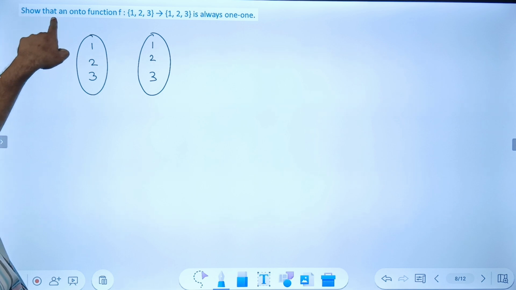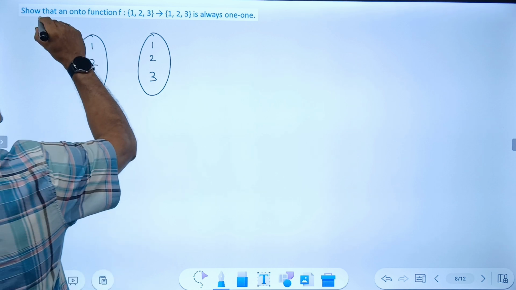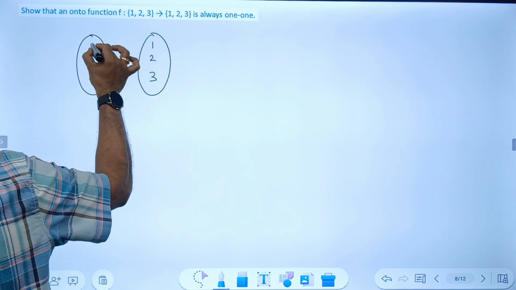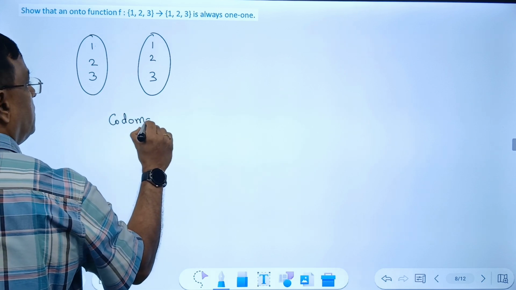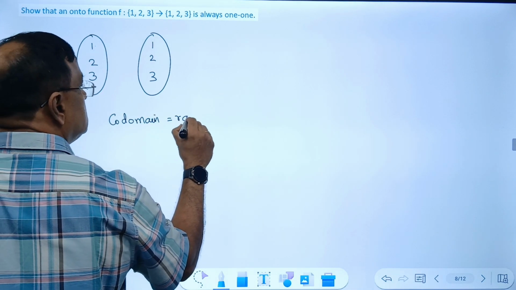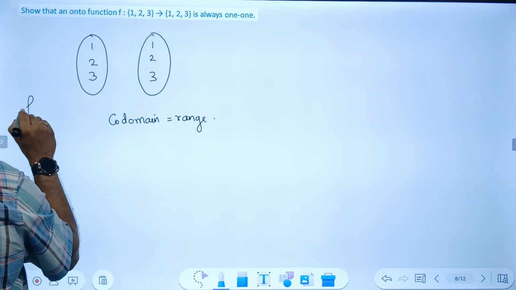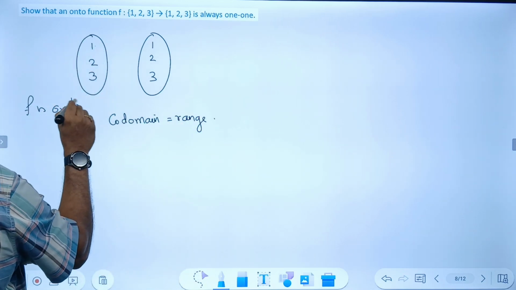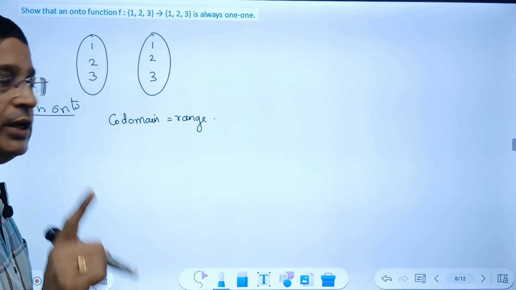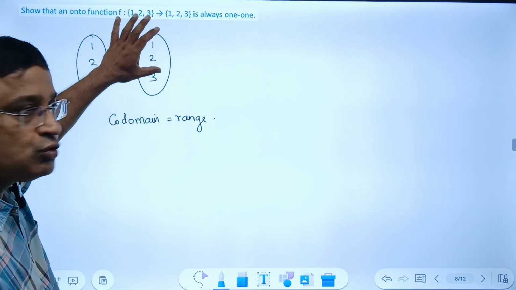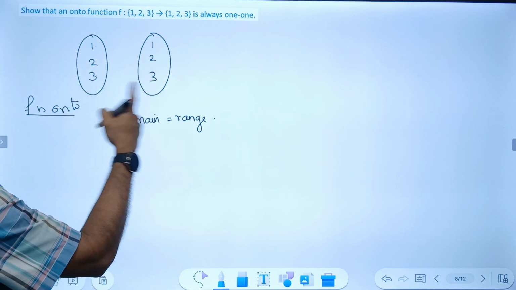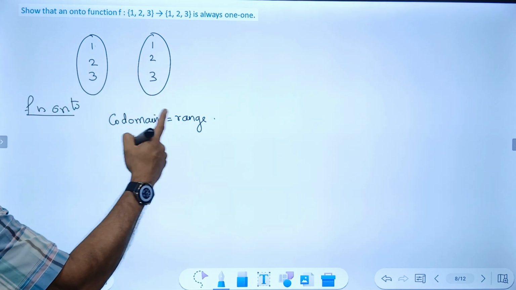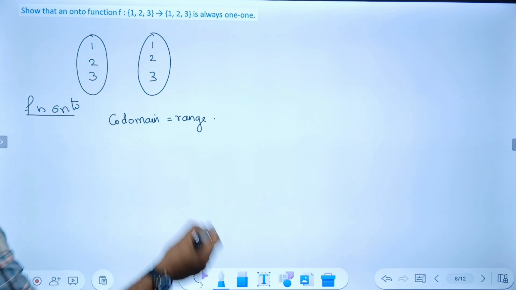Here it is said the function is onto. Since he has said the function is onto, what will happen? Codomain equal to range. Why? Since f is onto, my codomain should be equal to range. That means every element here should be used, correct? And since both of them have the same number of elements, for that to be possible, the function has to be 1 to 1.